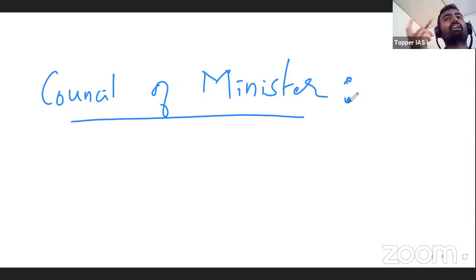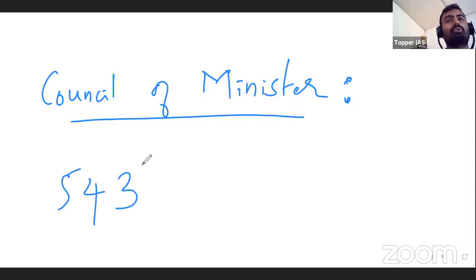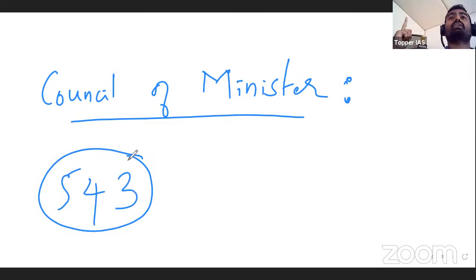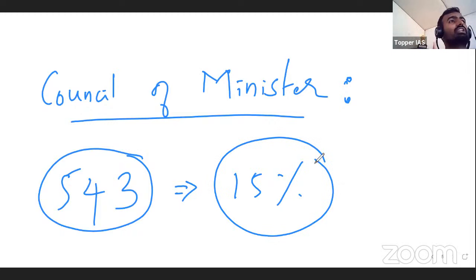So we have in Parliament 543 seats, in the Lok Sabha. So the number of people getting elected into the Lok Sabha is 543. But the number of people whom you can make ministers is just 15%. You should not exceed 15%. Earlier this limit was not there, but the constitution was amended, the 91st Constitutional Amendment Act.